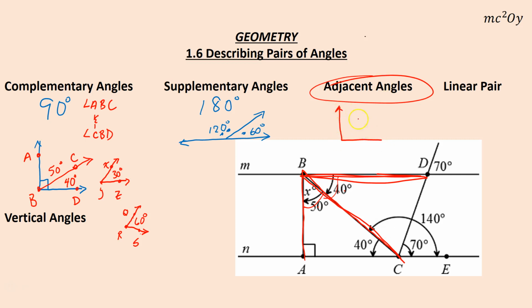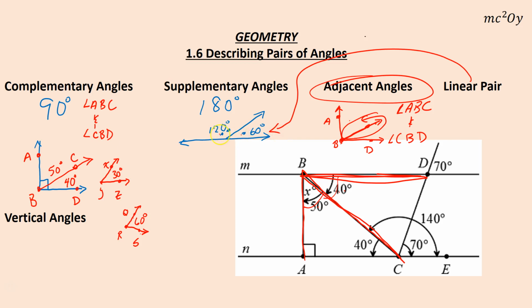Adjacent angles are, say, right angles, or any angle for that matter, that share a vertex and a common leg in between. So ABC and CBD are adjacent angles as well, because they share this part. It's kind of like neighboring angles if you think of it that way. And we did talk about linear pair. That is a linear pair. Just remember, a pair means two.